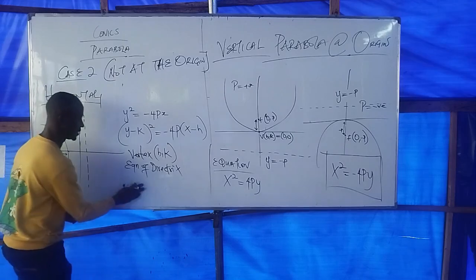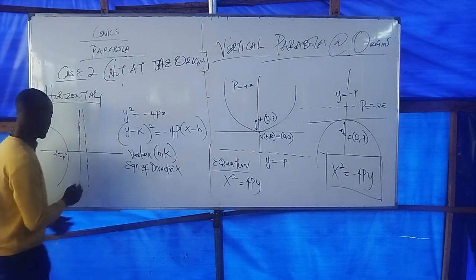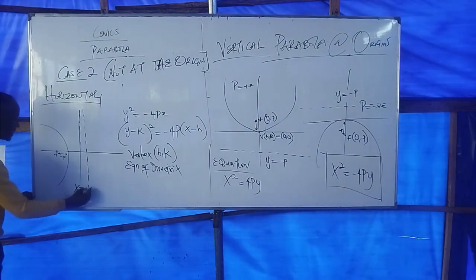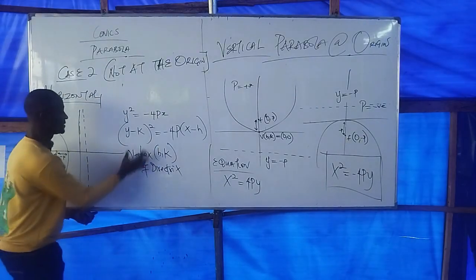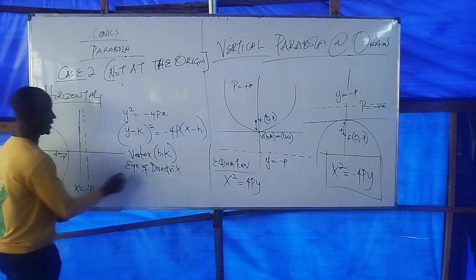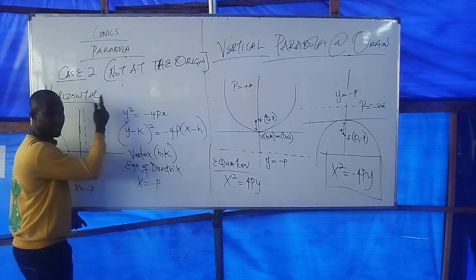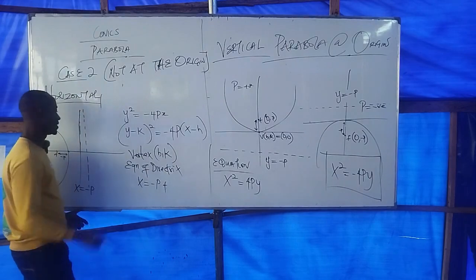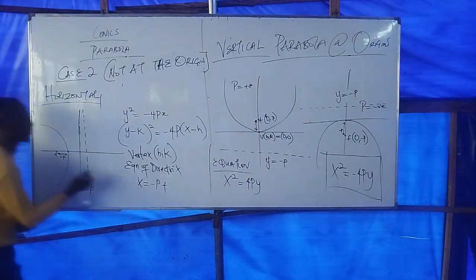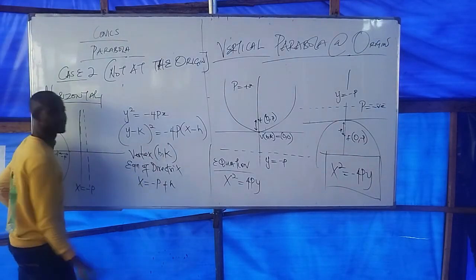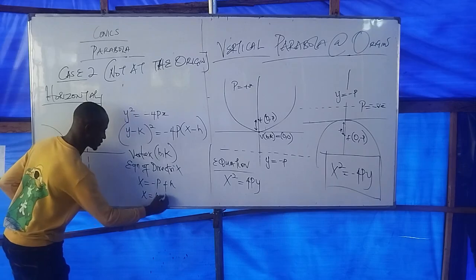How would that be? The equation of the directrix is going to be, at the origin, we are saying that the formula is x equals minus p, is it not so? So for this, at the origin, it will be x equals minus p, the value we have at the origin, plus, since the parabola is along the x-axis, it simply means I'm going to add h. So here becomes x equals h minus p.